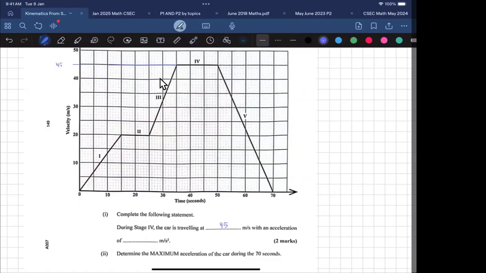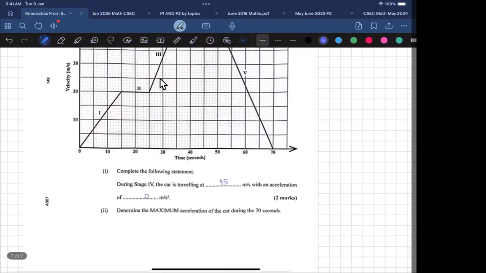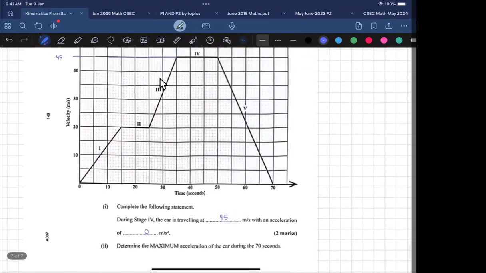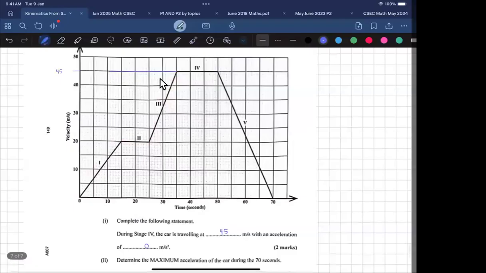Zero. Yeah, zero is the answer. Determine the maximum acceleration of the car during the 70 seconds. Okay, so we need to figure out which area has the greatest acceleration.